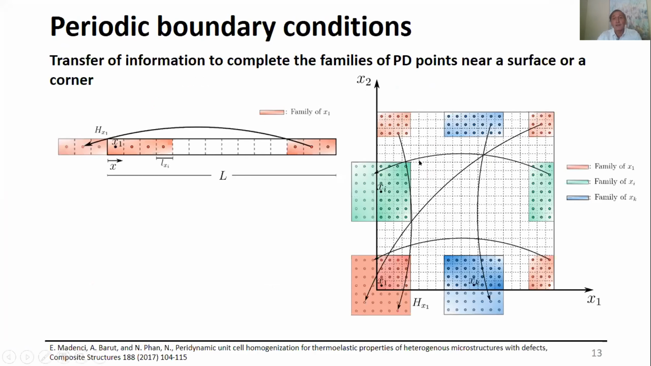Periodic boundary conditions are very easy to construct. All we do is, if you have a point here, we bring the information from this corner, and basically we complete the interaction domain of this point X. So we bring information from this side, put it over here, from here, and so forth. So as I mentioned, we basically complete the horizon of the point in the corner or near the boundaries here. So we don't have any additional constraint equation to enforce the periodic boundary conditions.